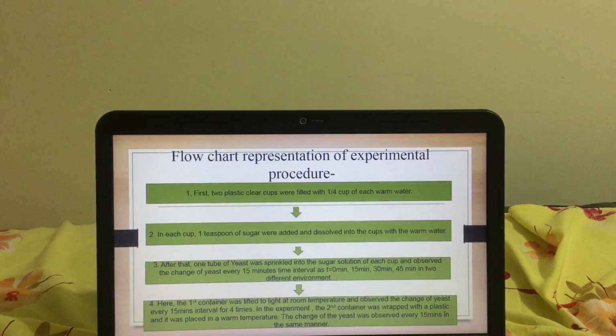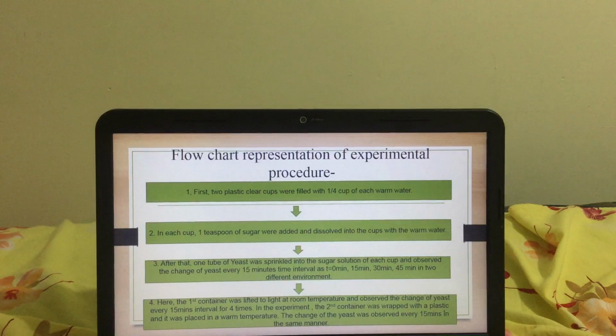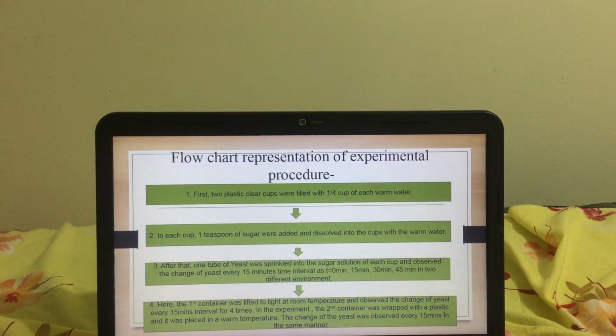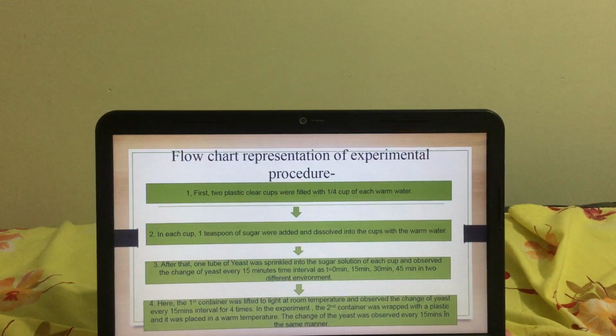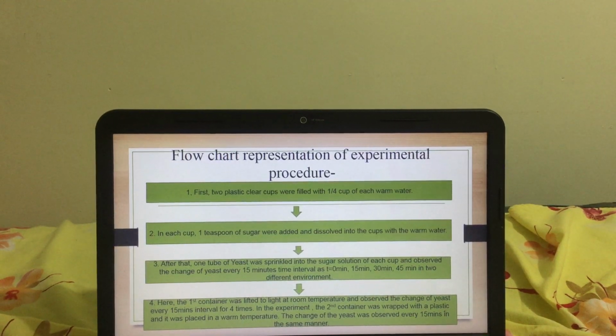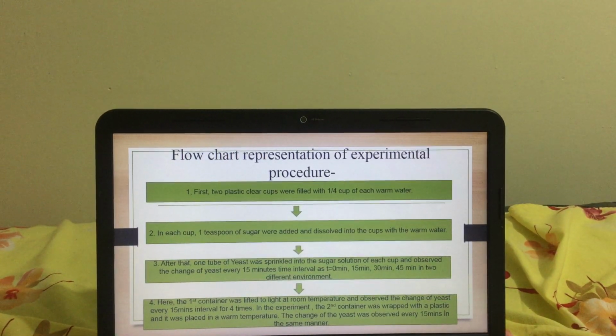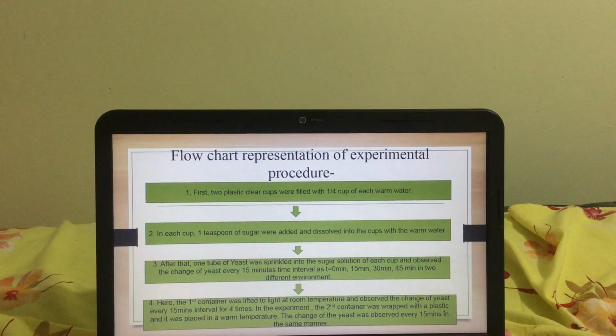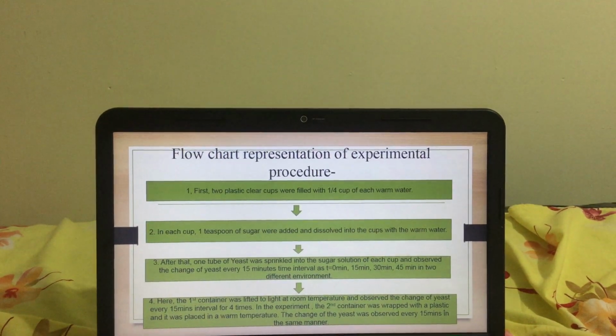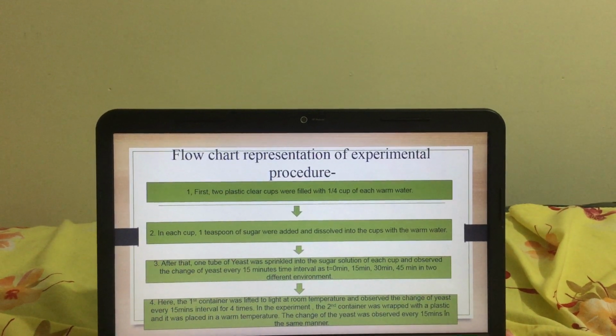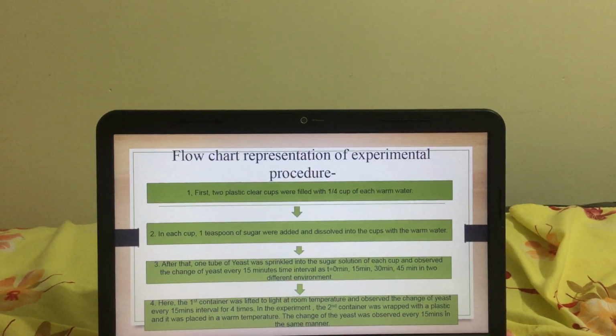In the first container, it was left in the light at room temperature, and the change of the yeast was observed every 15 minutes for 4 times. In the experiment, the second container was wrapped with plastic and placed in a warm temperature, a different temperature. The change of the yeast was observed every 15 minutes in the same manner.